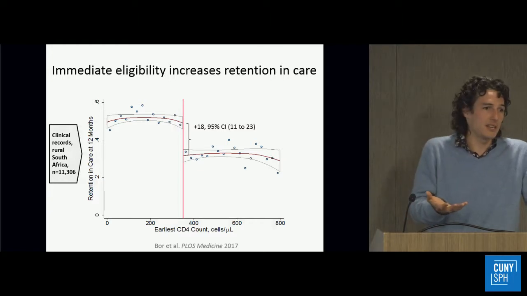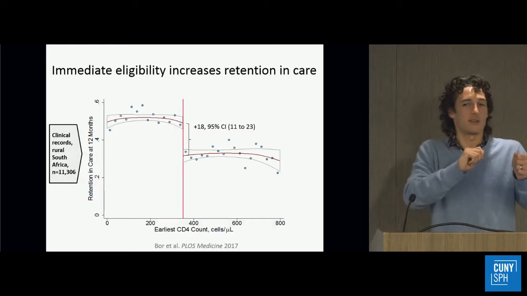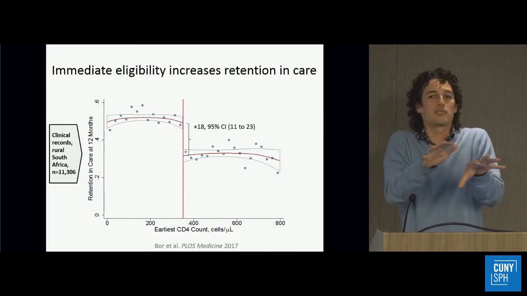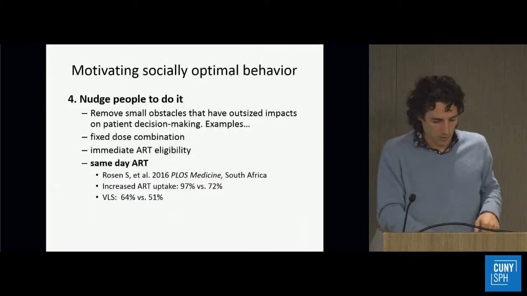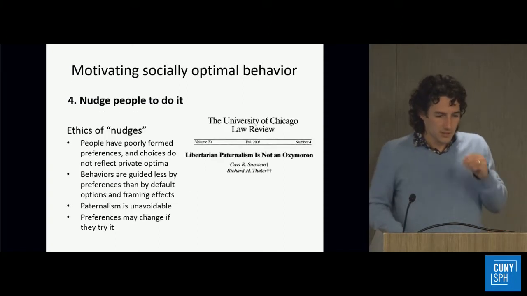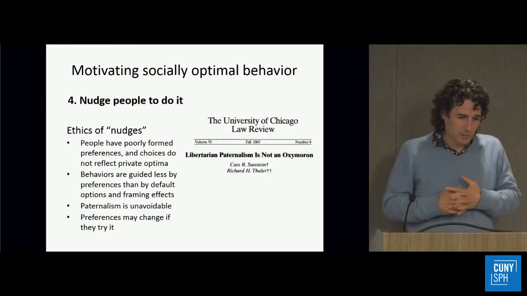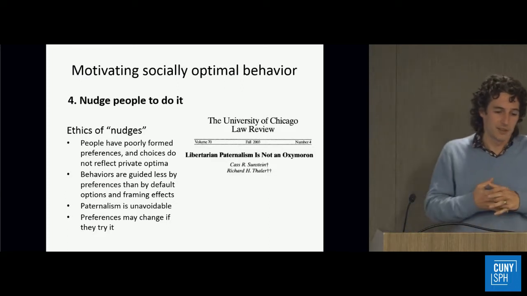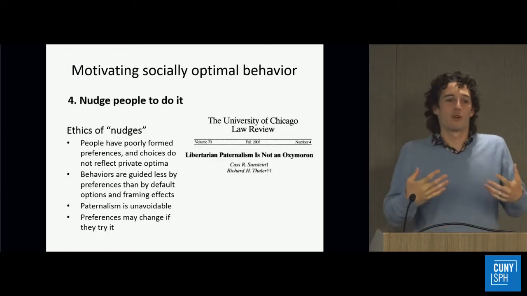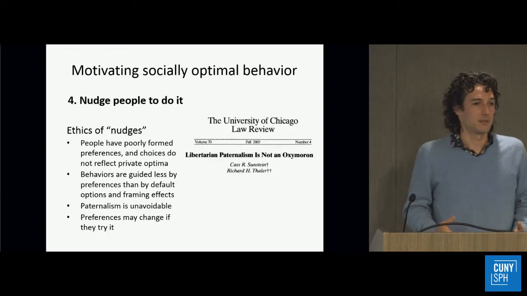With immediate eligibility, you're removing this little barrier and saying that we're going to remove this decision point. Fewer decisions, the better. Just move people along. Same thing with same-day ART. So there's been some discussion about the ethics of nudges. And the argument is basically this: people have poorly formed preferences.